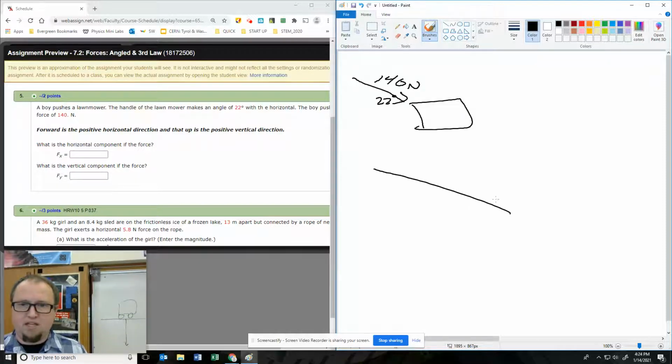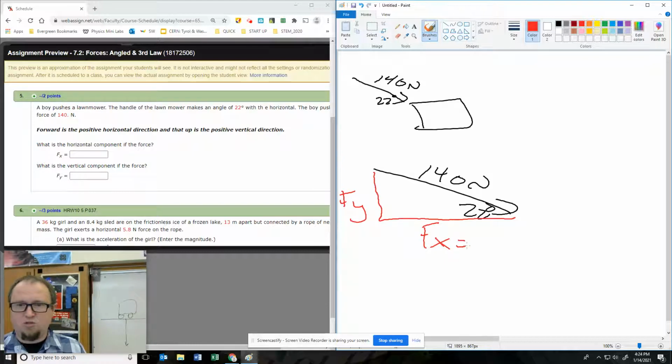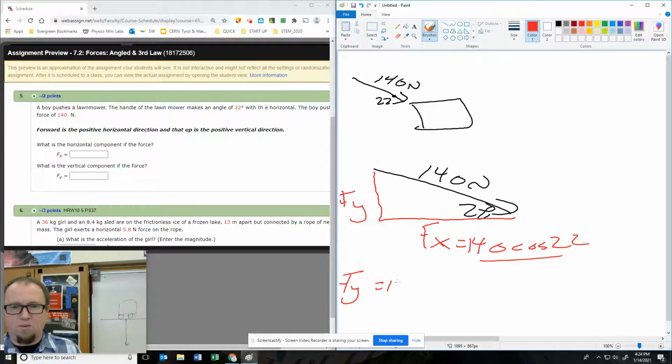Okay, so if I take the kid's force of 140 newtons at 22 degrees, I can break it up into its components. This is the force in the x direction, and this is the force in the y direction. The force in the x direction will be 140 cos 22, and you'll get a value. And then the force in the y direction will be 140 sine of 22.